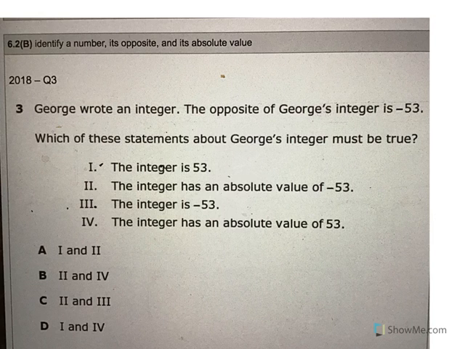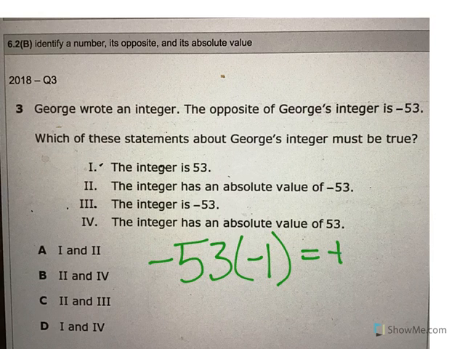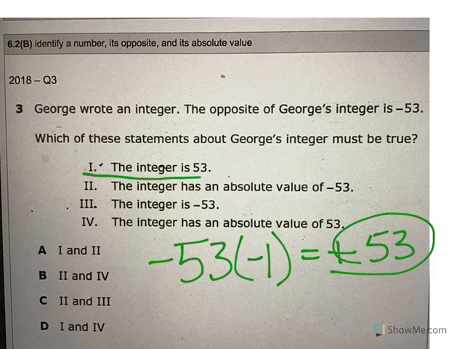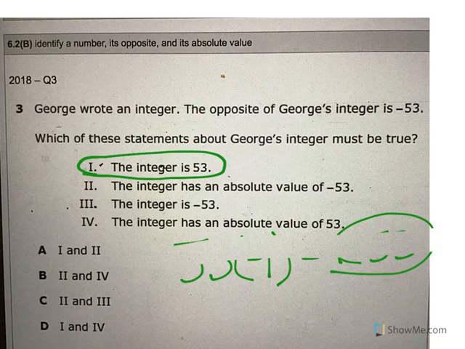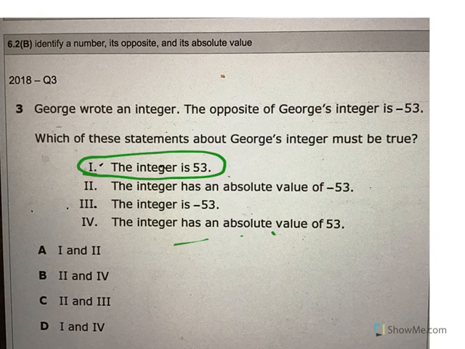We have the opposite of an integer, and the integer is negative 53. So to find the opposite of negative 53, all I have to do is multiply negative 53 times negative 1. Of course, as you know, a negative times a negative is a positive, and 1 times 53 is 53. So the opposite of negative 53 is positive 53. Now that we know that, let's see which of these is true. I know Roman numeral 1, the integer is 53, is true, because we just proved that. I'm going to erase down here, because I already know it's positive 53.